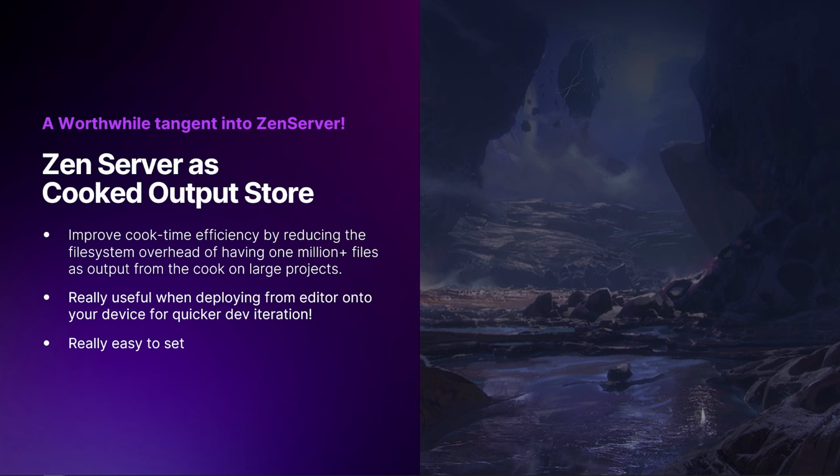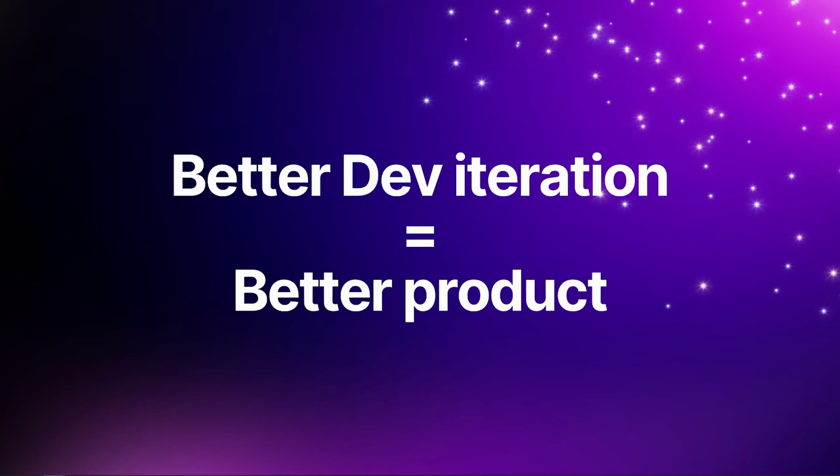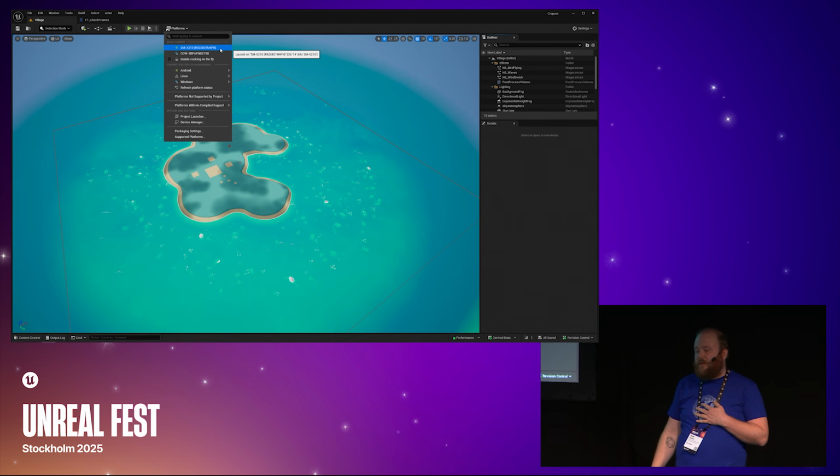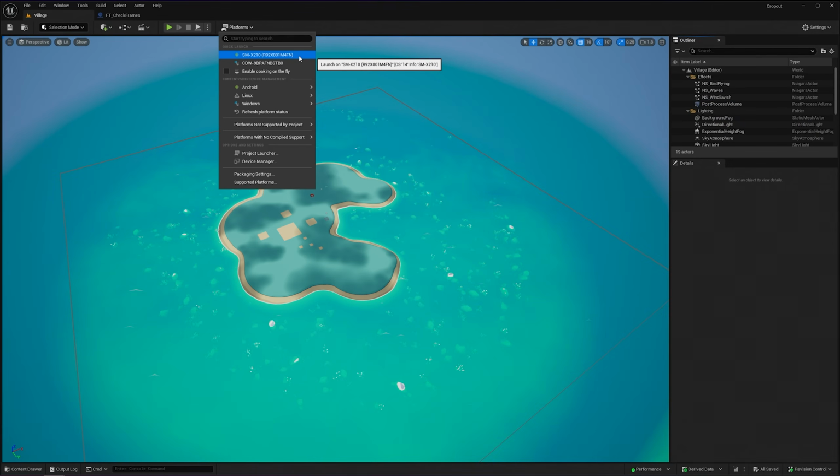Another thing I wanted to talk about, this is a tangent, I did warn you, but if we are thinking about deploying on devices, I want to just quickly promote Zen Server as a cooked output source. It's really cool when we're talking about working with different platforms like Android. I deeply believe this: if we can improve iteration, it will benefit the product. What this does is it allows us to speed up our iteration if we test on device in editor. It does this by not pushing cooked content to the device. Instead, it just streams it as it's needed.